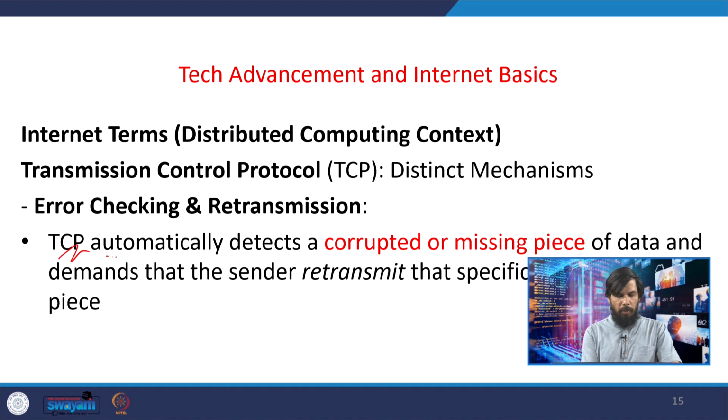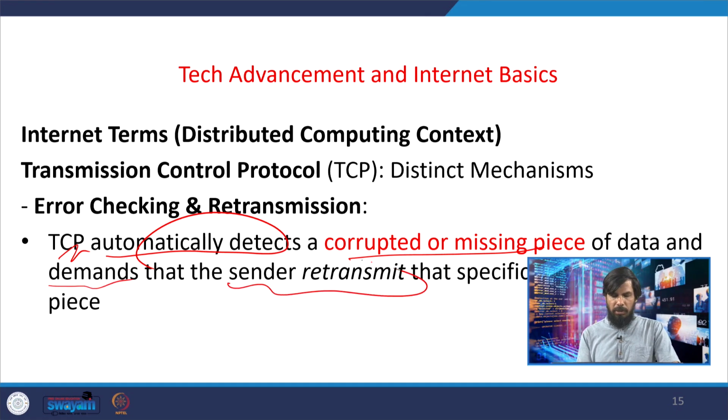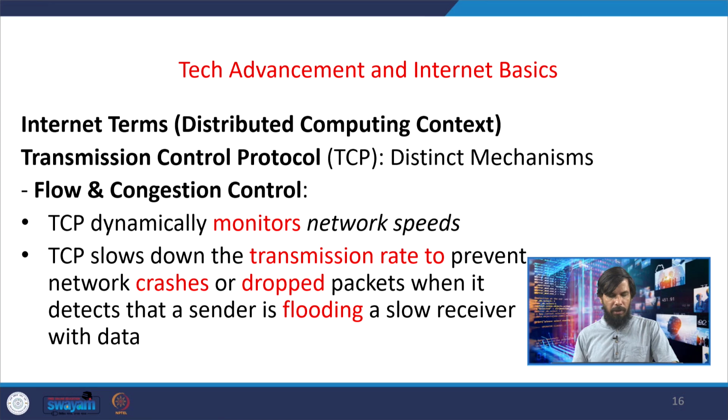So, TCP automatically detects a corrupted or missing piece of data: corrupted because the checksum did not match, and missing because that particular segment, since it is ordered and numbered, was not received. So, it is missing. It automatically handles that part and requests the sender to retransmit that specific segment. So, these are some of the defining mechanisms of transmission control protocol.